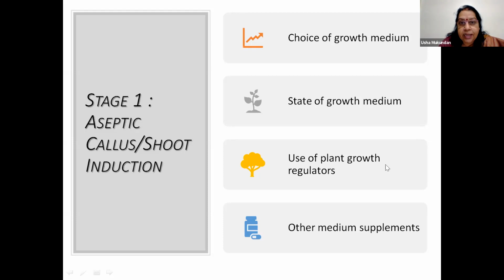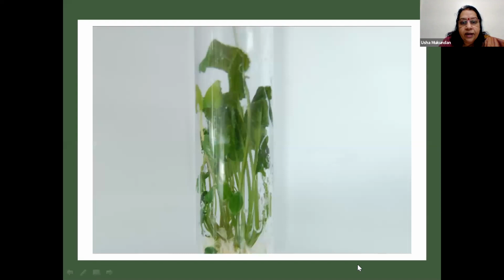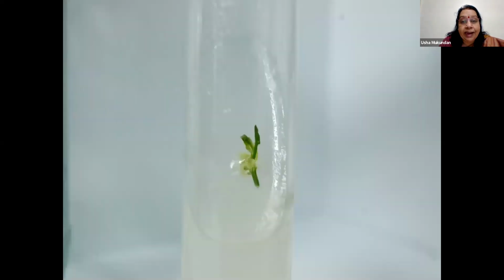Agar is normally used as a gelling agent, but you can also use other gelling agents like Gelrite.